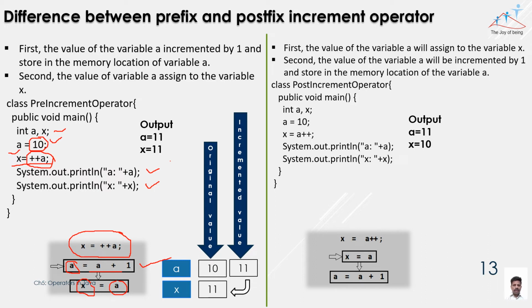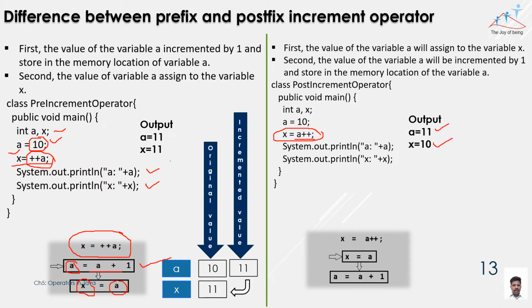Instead of using plus plus a, if I use the postfix increment operator in the same code, how exactly does it evaluate this expression? Here first the value of variable a will be assigned to x. Since it is postfix, the initial value of a, which is 10, will be assigned to x. Second, the value of a will be incremented by 1, that is, the value of a will become 11.